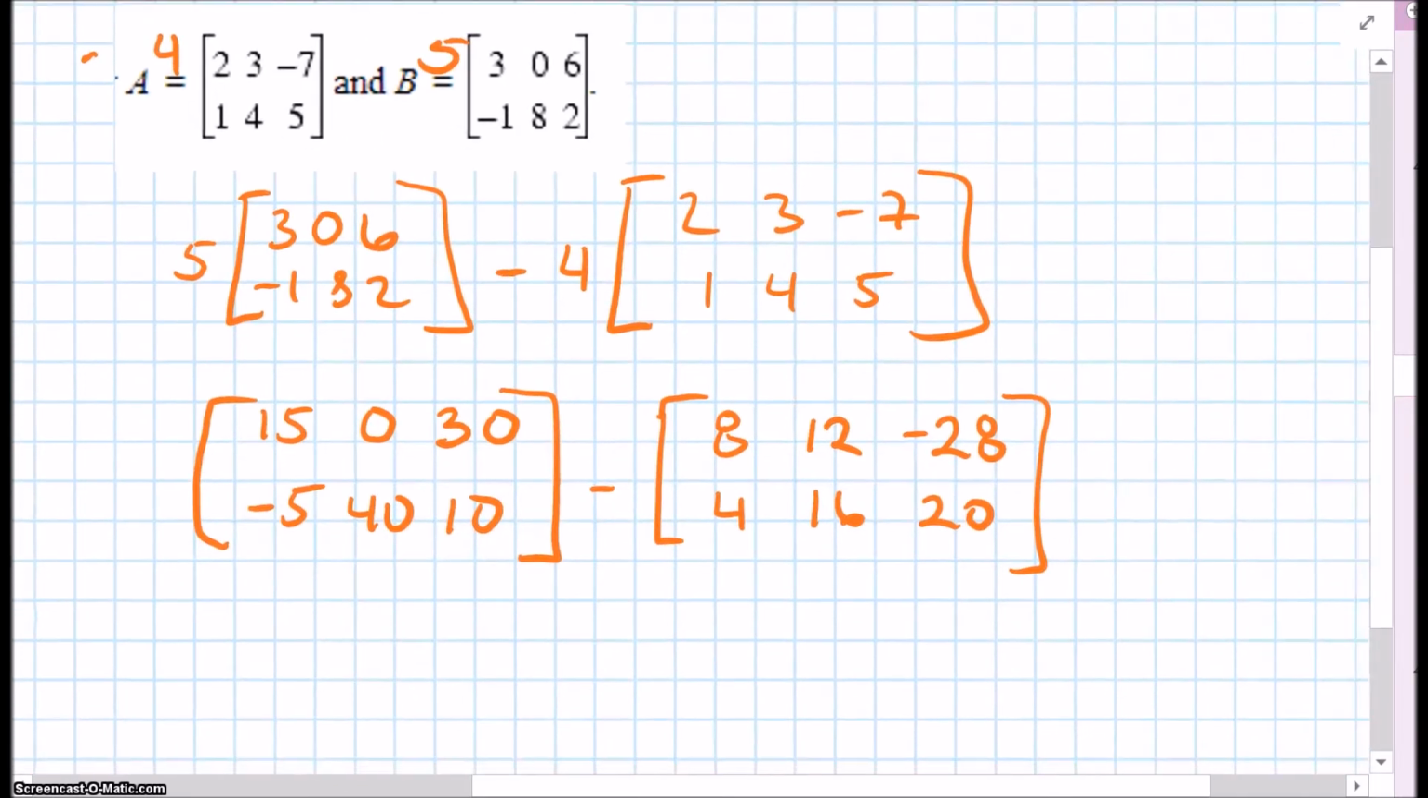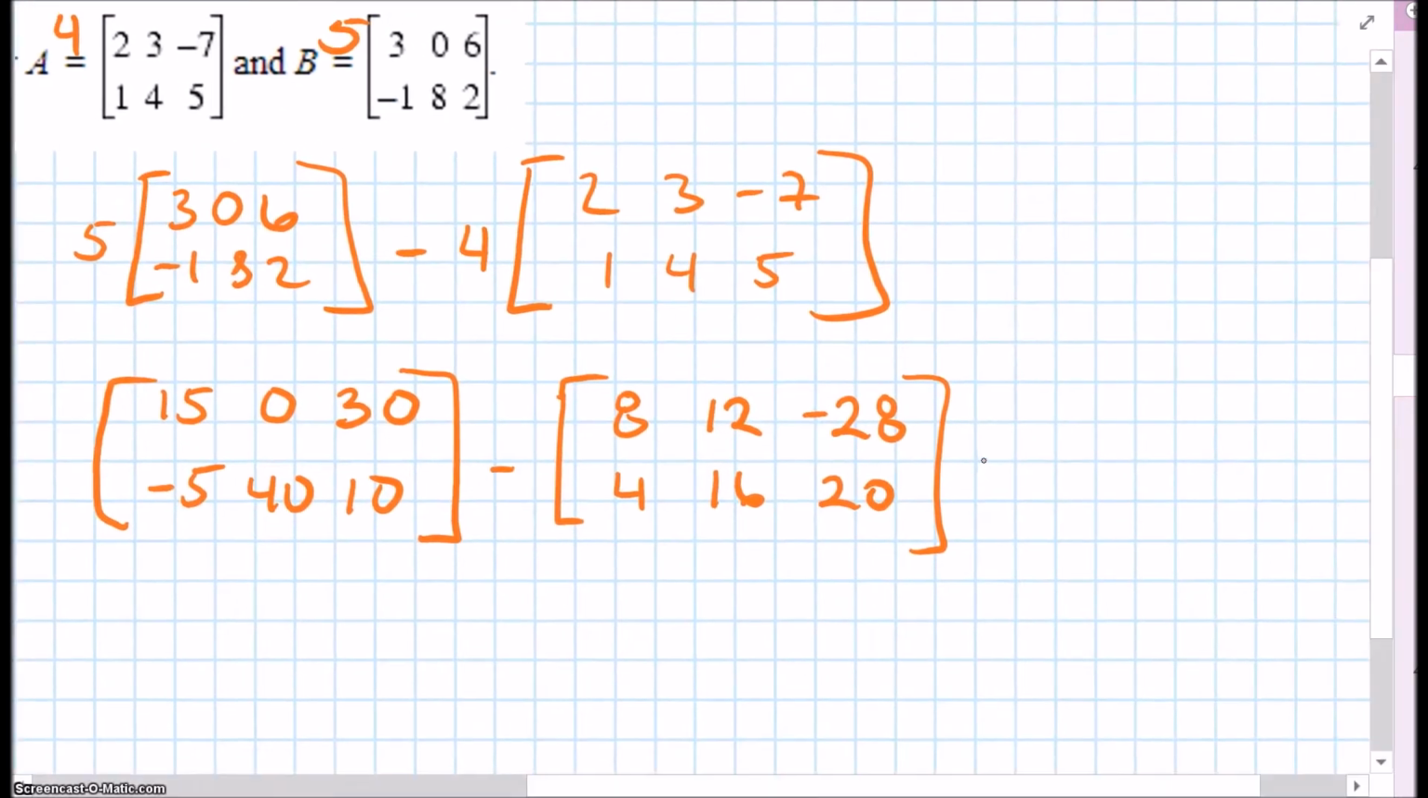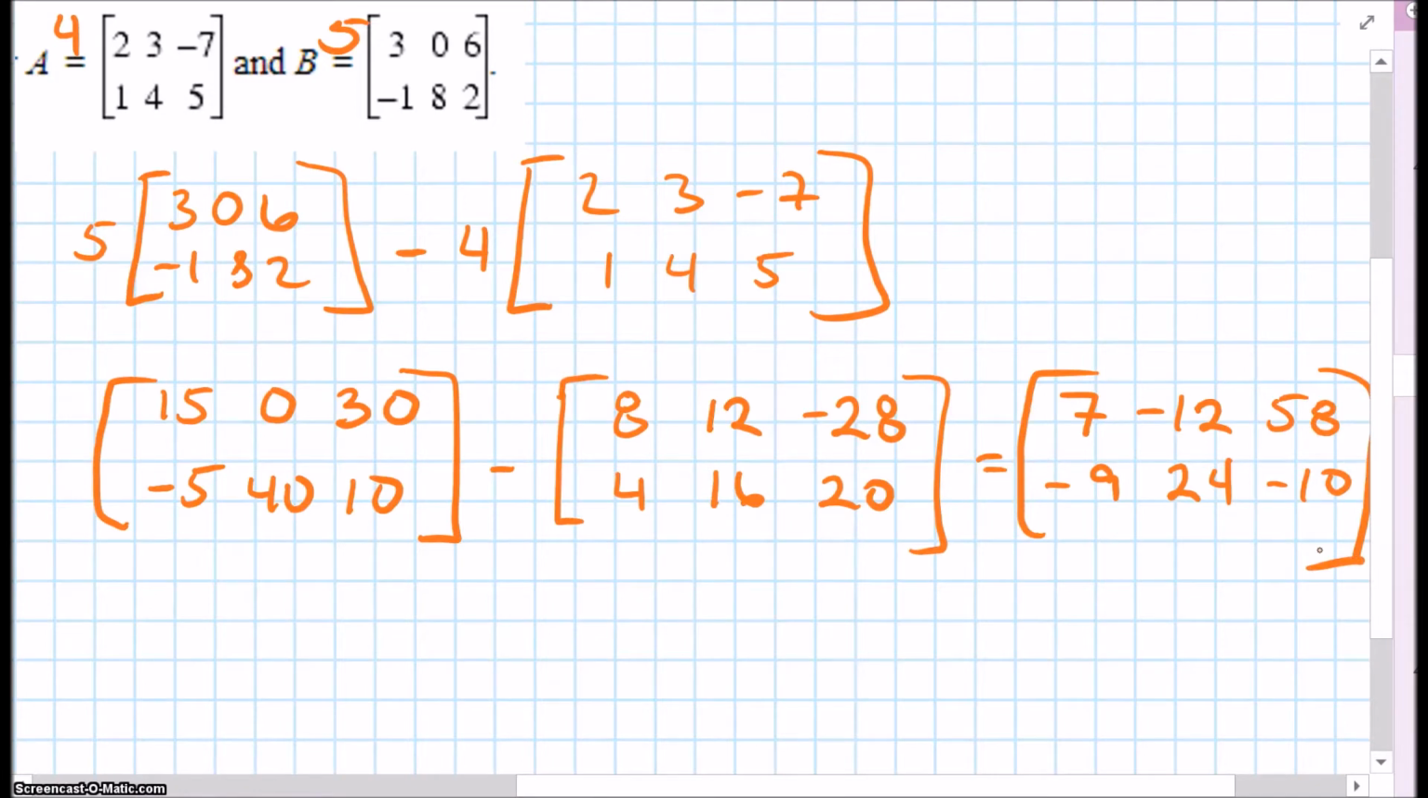So now we're just going to subtract these. 15 minus 8 is 7. 0 minus 12 is -12. 30 minus -28 is 58. -5 minus 4 is -9. 40 minus 16 is 24. 10 minus 20 is negative 10. And there we go.